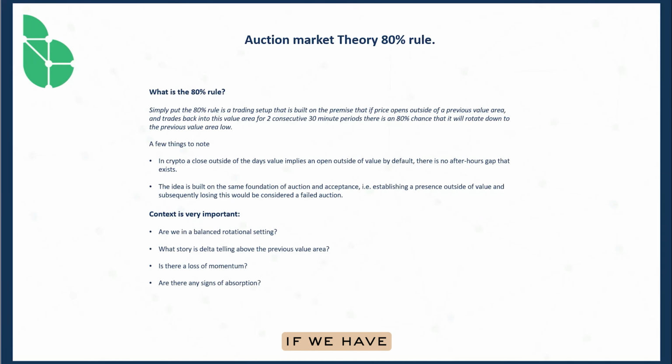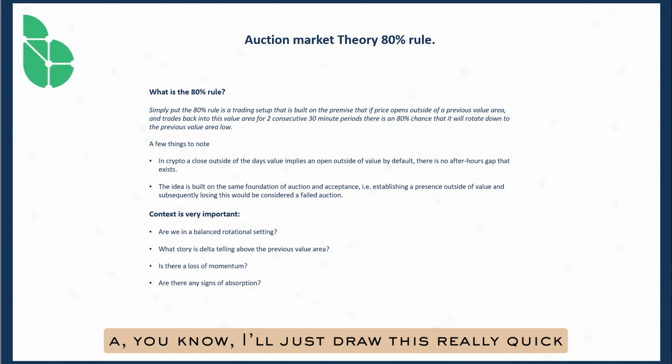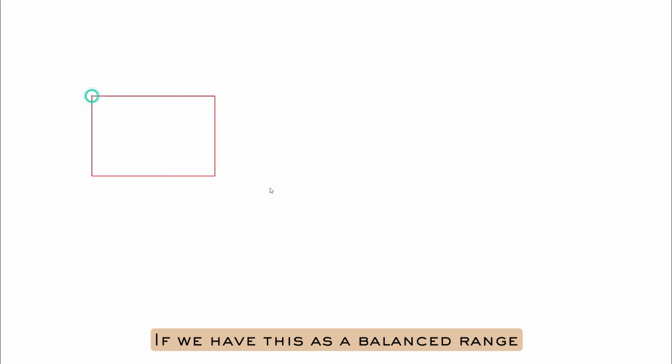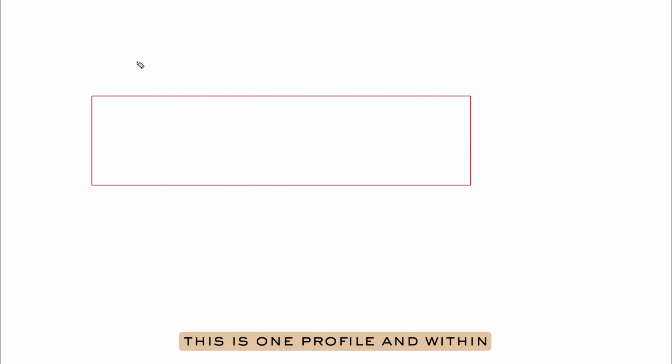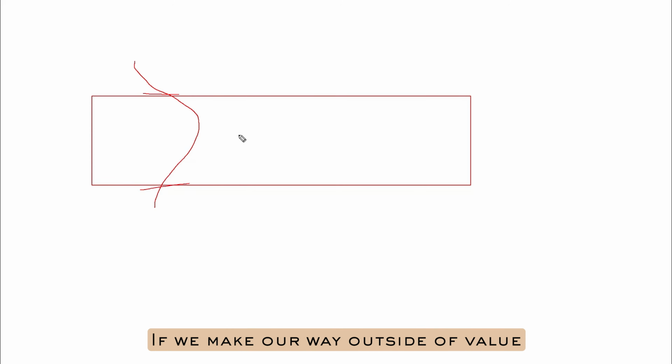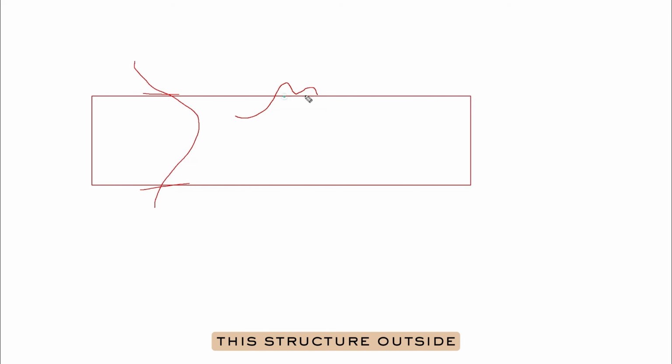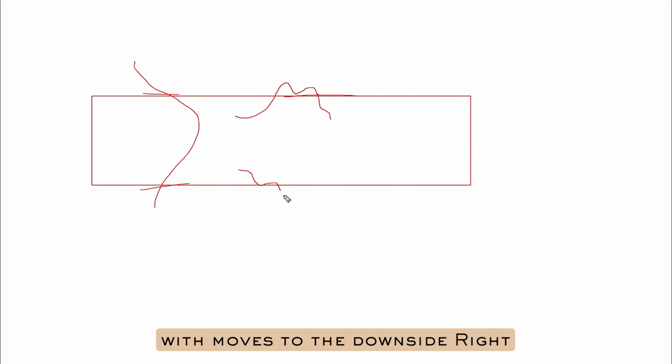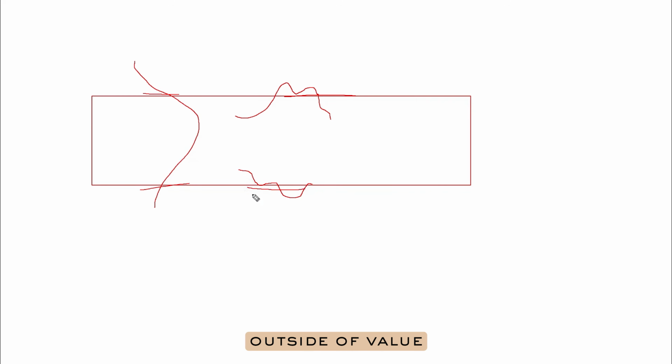Normally, if I just draw this really quick, let's say we have a balanced range, this is one profile, and within this box is the value area. If we make our way outside of value, and we fail to maintain this structure outside and we fall back within value, this would be considered a failed auction. The same can be said with moves to the downside. If we fail to maintain presence outside of value and we fall back within value, it's considered a failed auction to the downside as well.